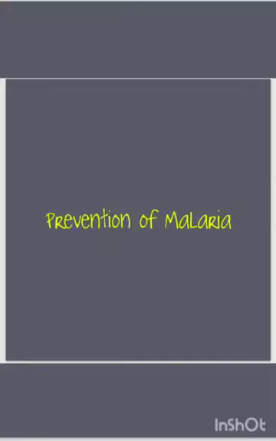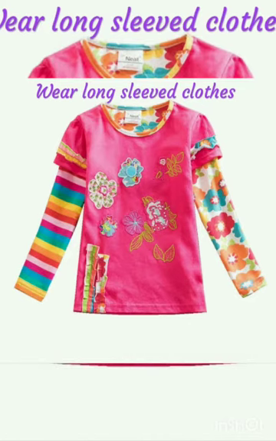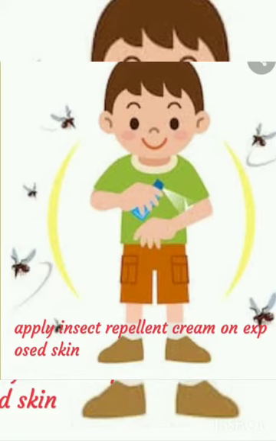Next comes the prevention of malaria. What should we do to prevent the spread of malaria, or what should we do to protect us, to save us from being infected by malaria? So there are some preventive measures we should do to save ourselves from malaria. First is wear long sleeved clothes. We should wear covered clothes and full pants. Next, we should apply insect repellent cream on the exposed skin. The skin which is exposed is very prone to be bitten by mosquitoes.